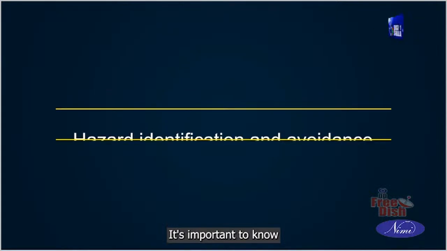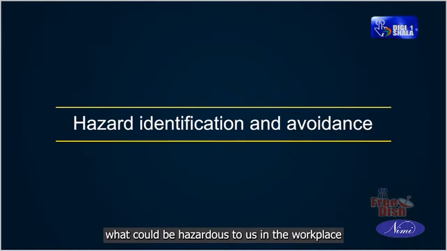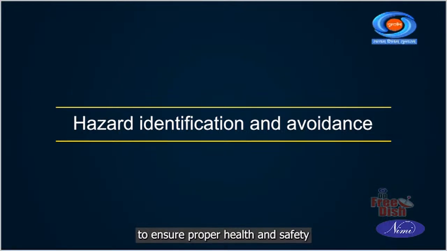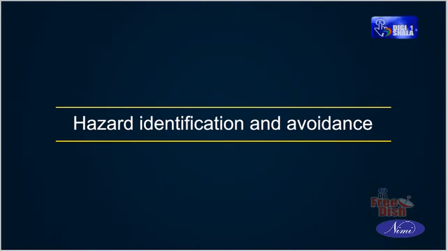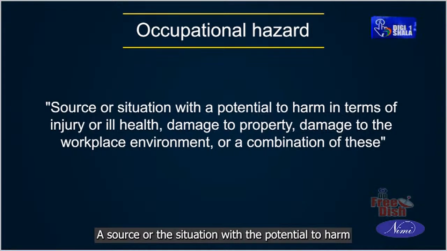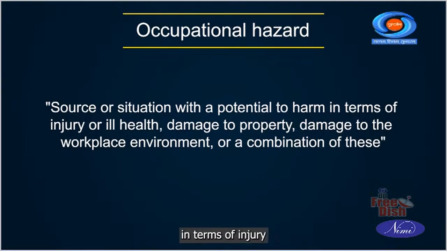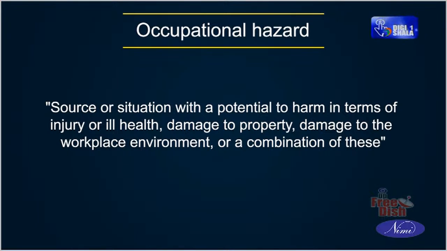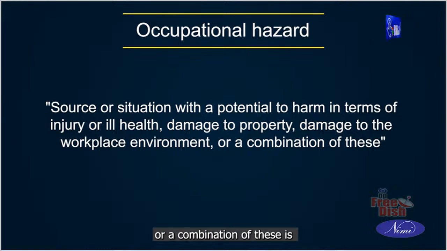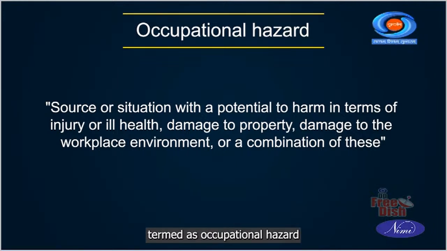It's important to know what could be hazardous to us in the workplace and how to avoid these hazards to ensure proper health and safety. Occupational hazard: a source or a situation with the potential to harm in terms of injury or ill health, damage to property, damage to the workplace environment, or a combination of these is termed as occupational hazard.